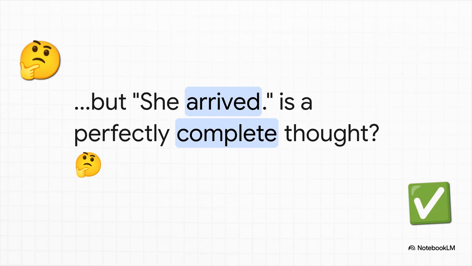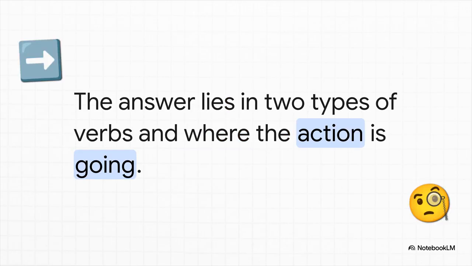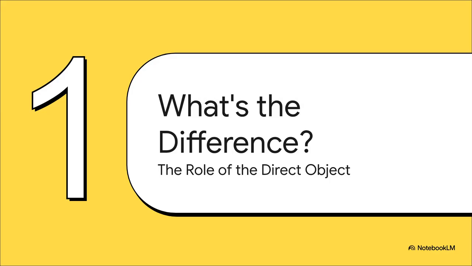What's the secret sauce? Well, the whole answer really just lies in the two different types of verbs we're looking at. It all boils down to one simple question. Where is the verb's action actually going? So let's break this down. What's the real difference? Well, it all hinges on this one little thing called the direct object.